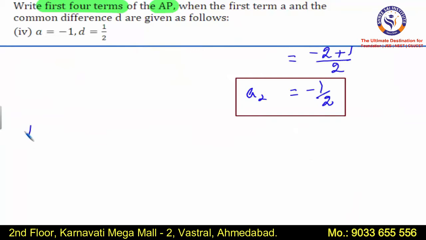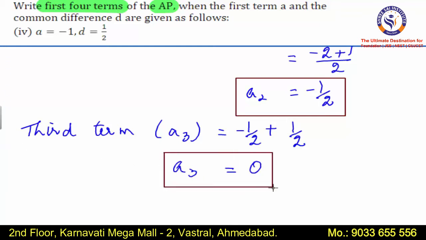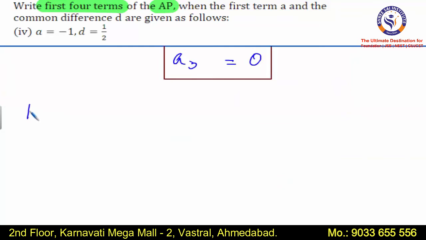Now, let us find the third term of the given AP. Let us denote this by A3. This can be obtained by adding the previous term, that is -1/2, and the common difference, that is 1/2. This equals -1/2 plus 1/2 cancels each other, we get 0. Therefore, A3 is 0. Similarly, let us find the fourth term of the given AP.